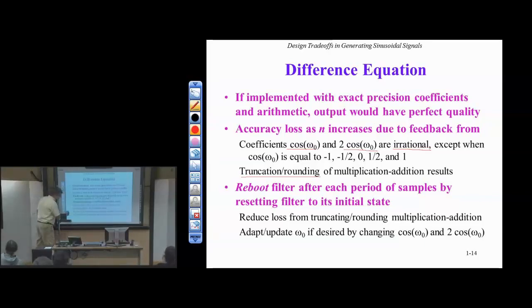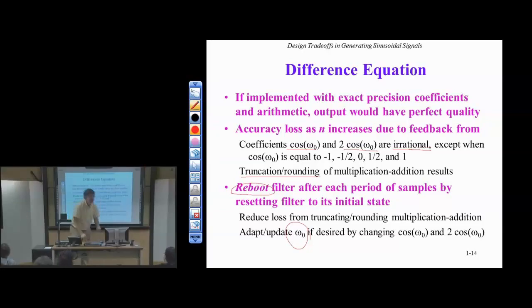So a couple things we can do in practice. We can kind of reboot, tongue-in-cheek, the filter after every period. So we're going to try to generate a cosine. Once we get to the end of the period in discrete time, we reset the filter, which means that we set the initial conditions back to 0 and restore the input to be the discrete time impulse. And this will reduce the loss because it means that all the error only really propagates through one period of calculation, not to the next one. And at the end of one period, it also allows us to change the value of the frequency omega naught.